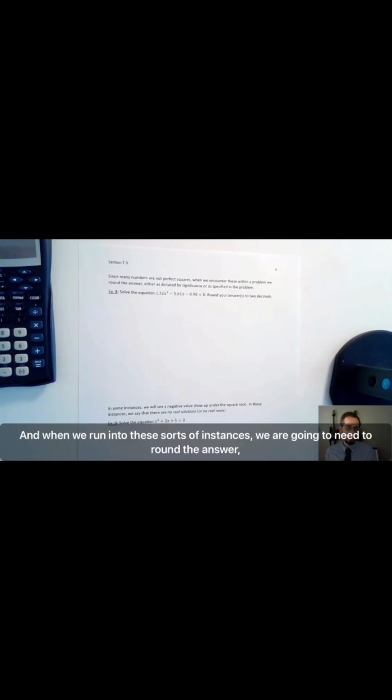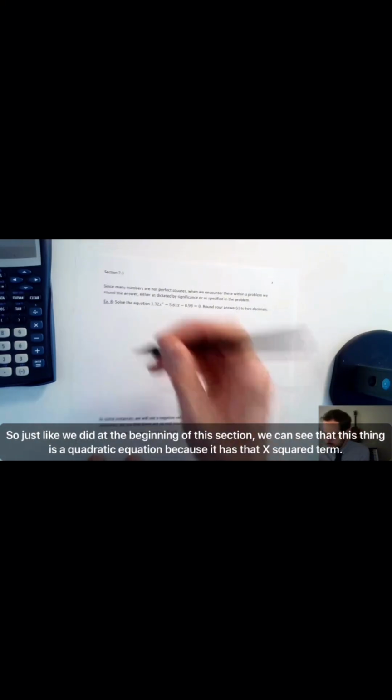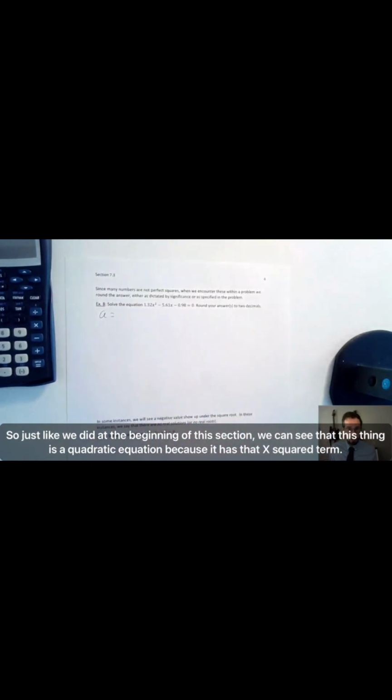And when we run into these sorts of instances, we are going to need to round the answer either as dictated by the significant digits that we have, or, as will be the case with the homework, as specified in the problem. Let's look at an example where we have a bunch of decimal expressions in our equation. Just like we did at the beginning of the section, we can see that this is a quadratic equation because it has that x squared term.